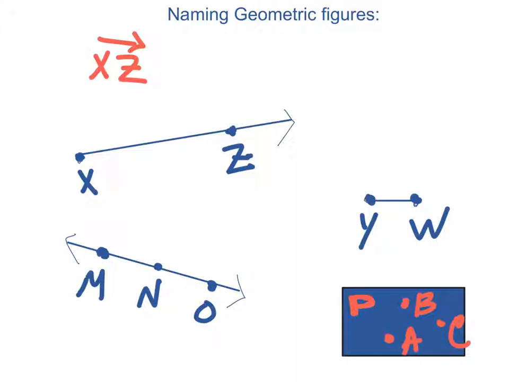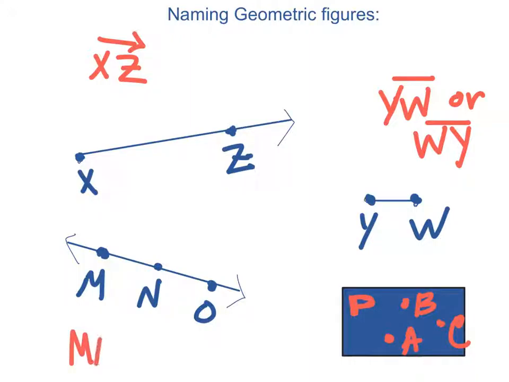So this segment down here, YW, I can name it as YW with the segment bar, or WY. You can name it either way. This line, you could name several different ways. You just need 2 points. You don't want 3, even if there's 3 points on the line.